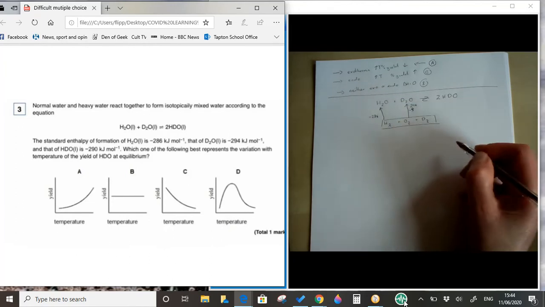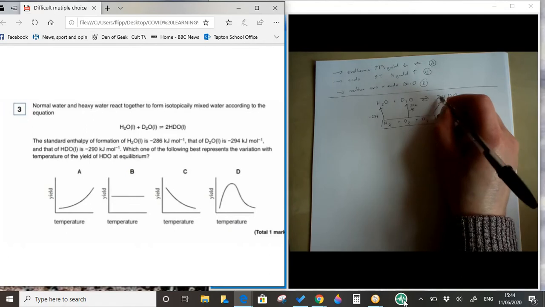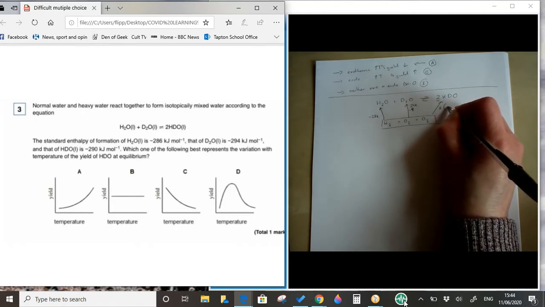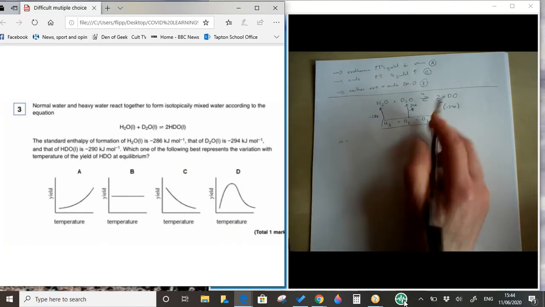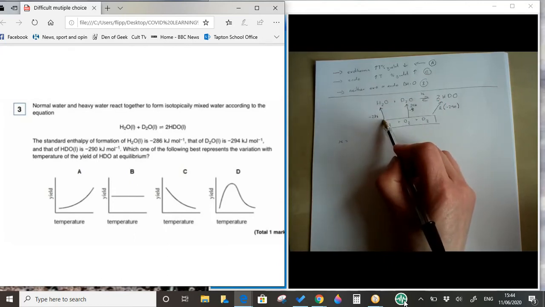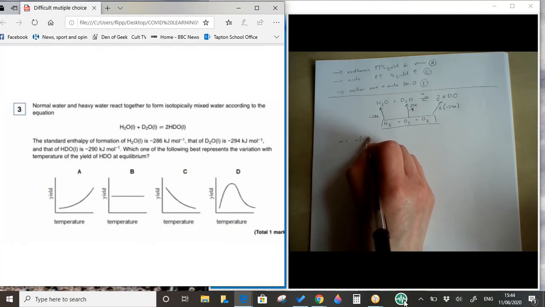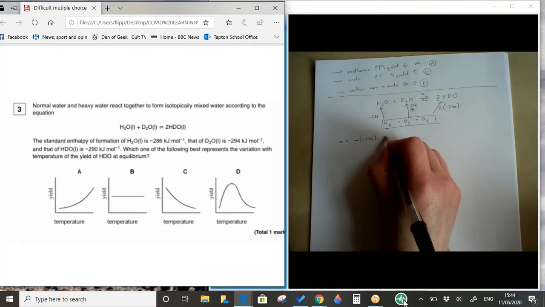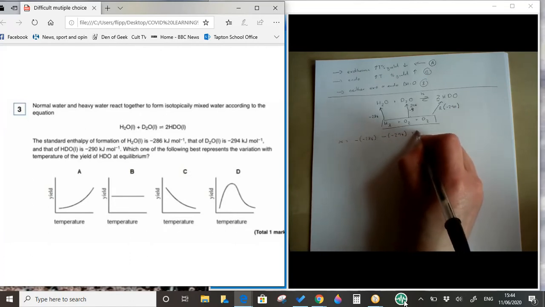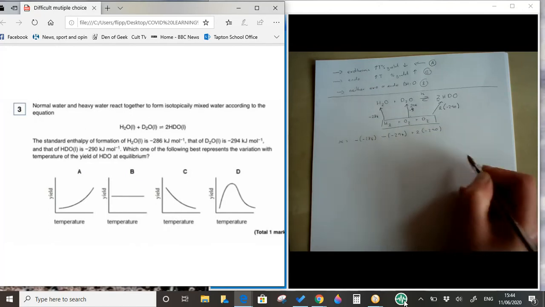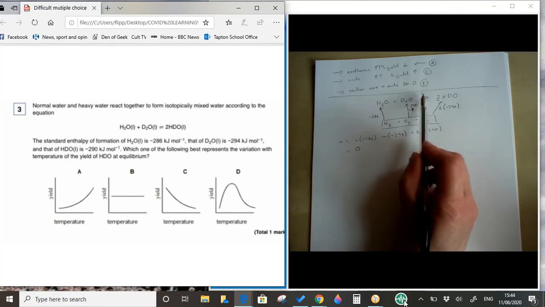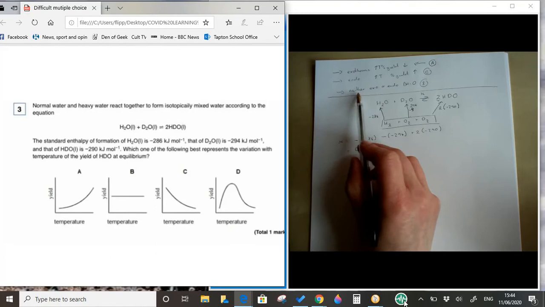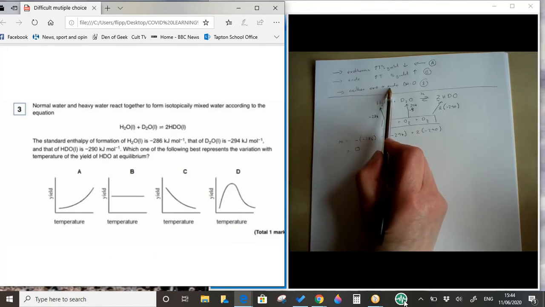294. And it tells us that of HDO, now remember there's 2 there, so that's got to be 2 lots of minus 290. And I'm trying to find out X. So I'm going from here to there, against that arrow, so I've got to minus it. So it's minus 286, minus that arrow, so minus 294, plus 2 lots of minus 290. If I do the maths on that, that comes out as 0. Because the enthalpy change for that forward reaction is 0, we're in scenario B. It's neither exo nor endothermic, in which case the yield is not dependent on the temperature, so it's going to be B.